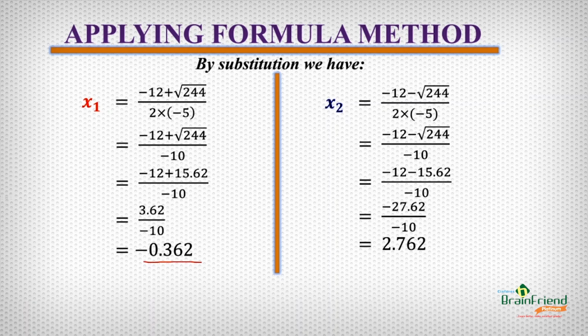x2 will be -12 minus the square root of 244 divided by 2 times -5. Solving that through as well, we'll get x2 to be 2.762. Please take note, the only difference between the two of them is that x1 takes the positive, whereas x2 takes the negative.